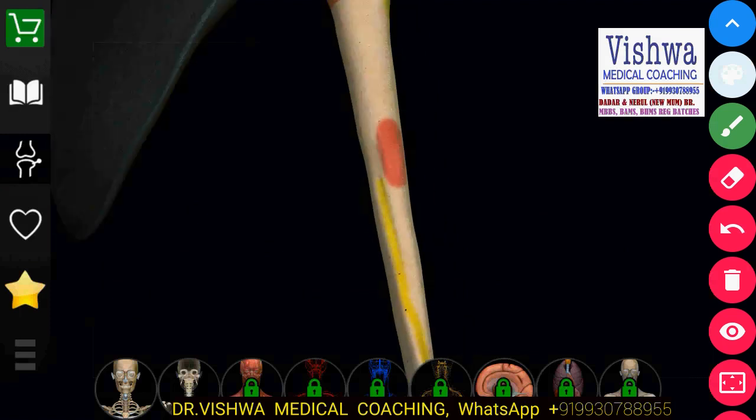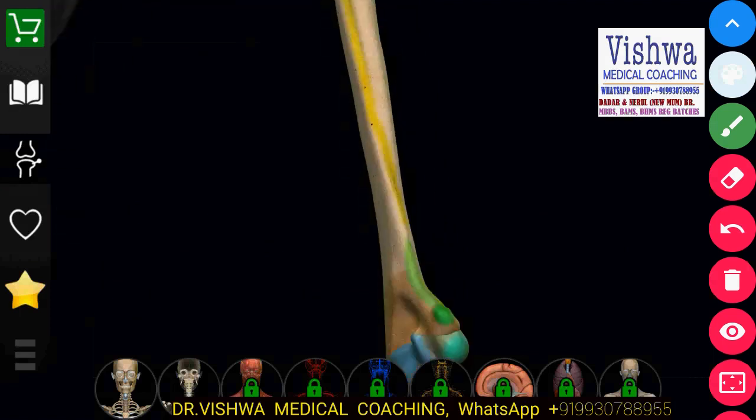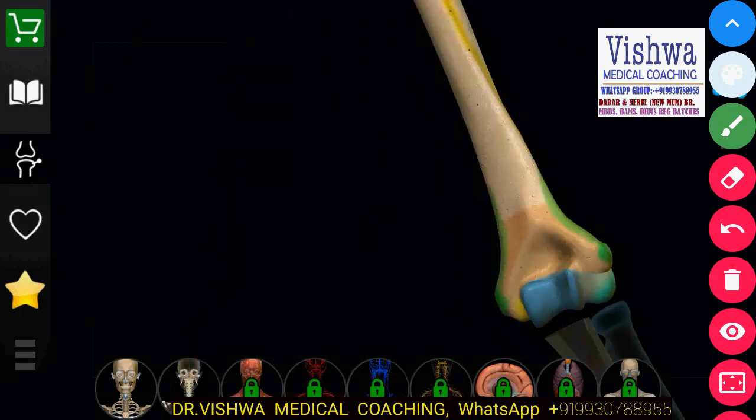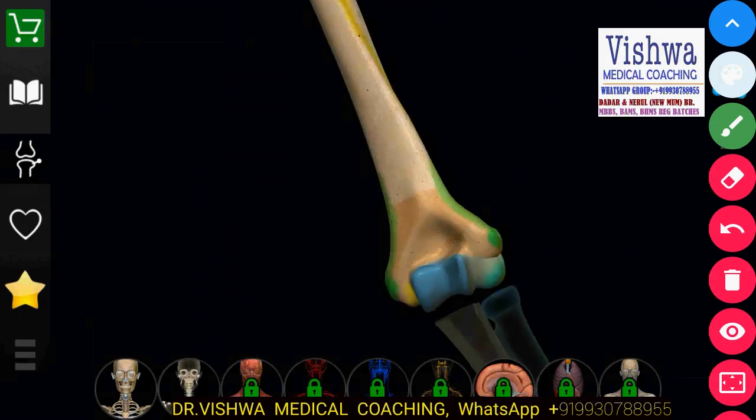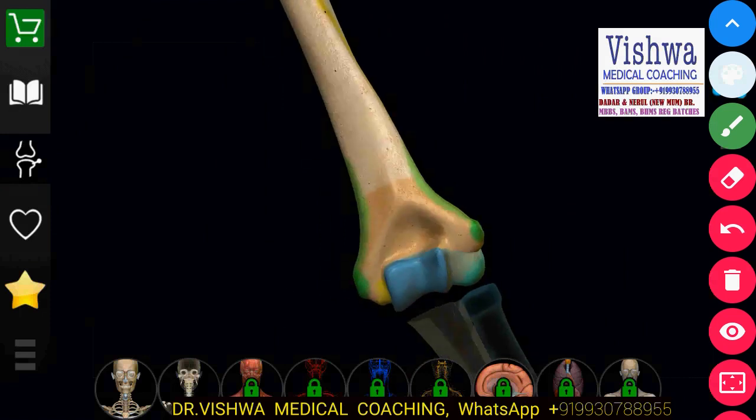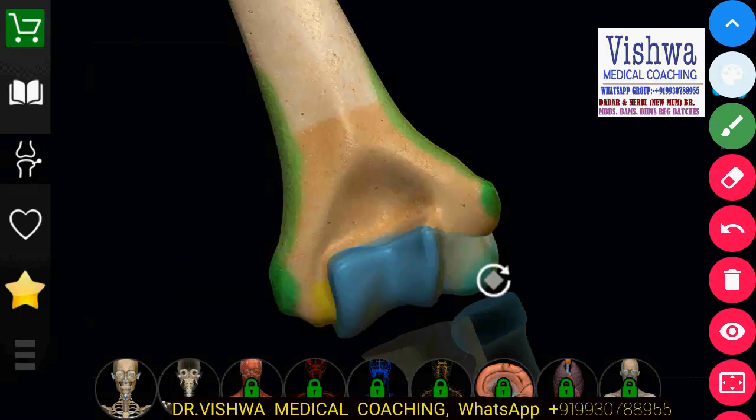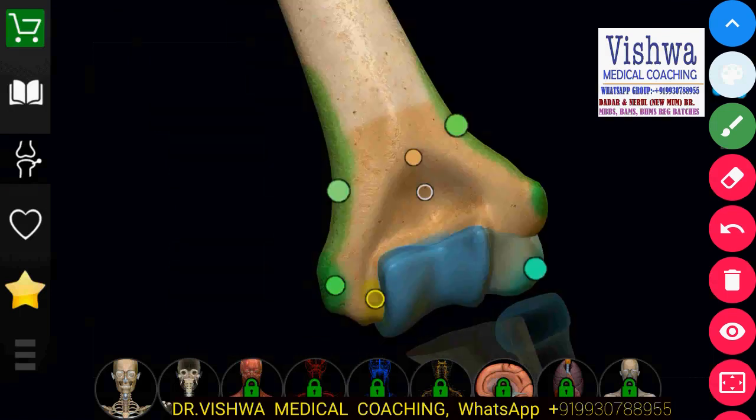So let's come to the lower end. The lower end has so many things which are important. Let me rotate this. Let me zoom as well. So the lower end has so many things which are important.